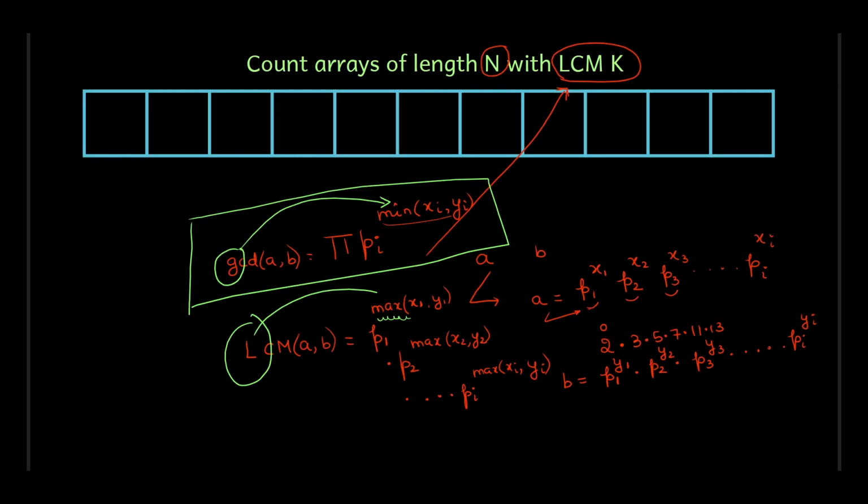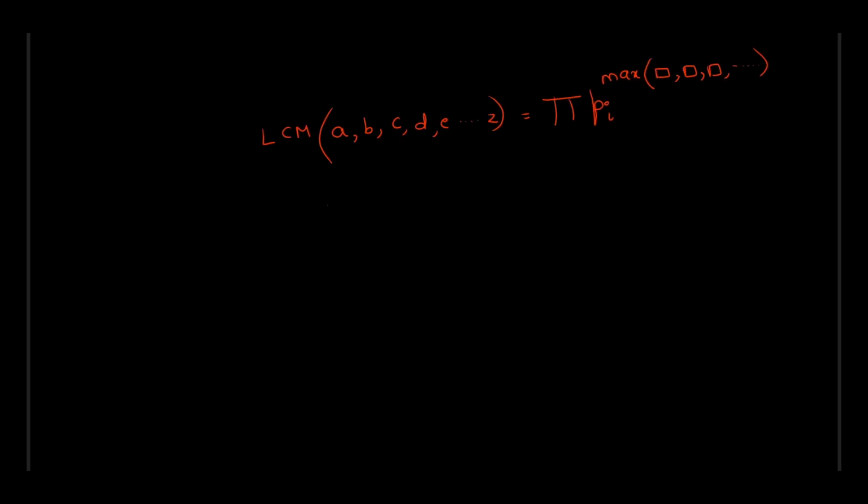So now the problem was asking you to find the number of arrays of length n with LCM k. So how do we solve this? Let's look at k. If the LCM is k, let's look at the prime factorization of k, and suppose it is equal to p1 to the power x1, p2 to the power x2, p3 to the power x3, p4 to the power x4, and assume that there are only 5 prime factors for the number k, and then p5 to the power x5.